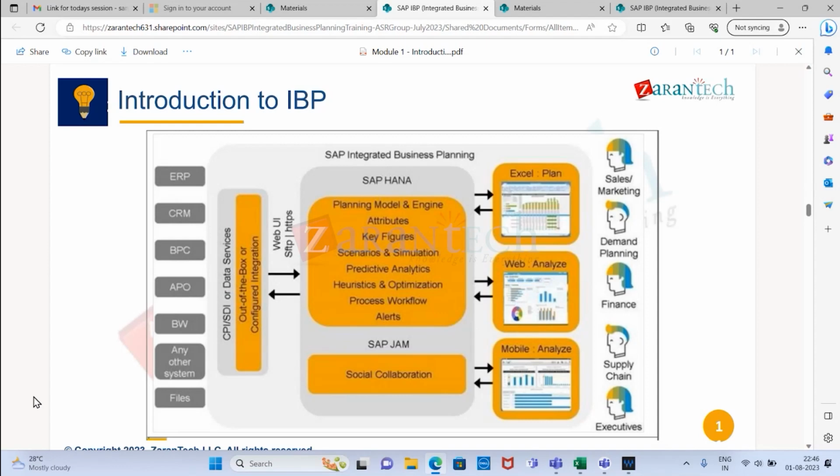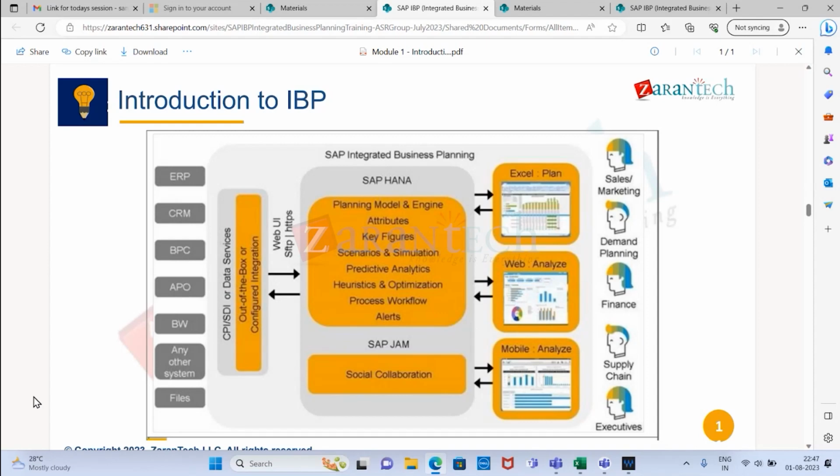You can take out the dump, download it in Excel, and use it. You can communicate that to your manufacturing team, your supplier, whoever you want, or you can create the reports in graphical presentation using IBP.